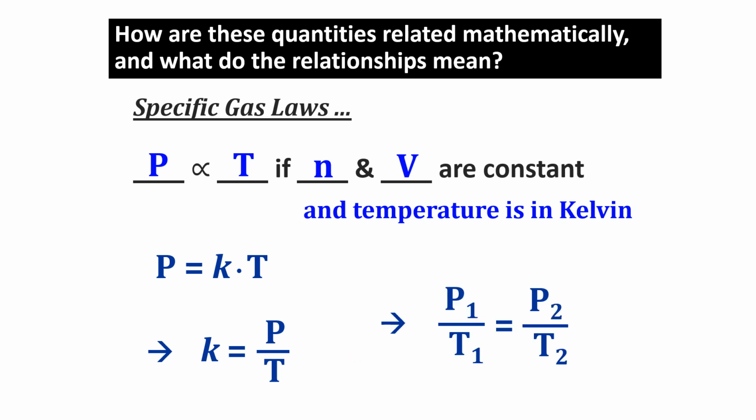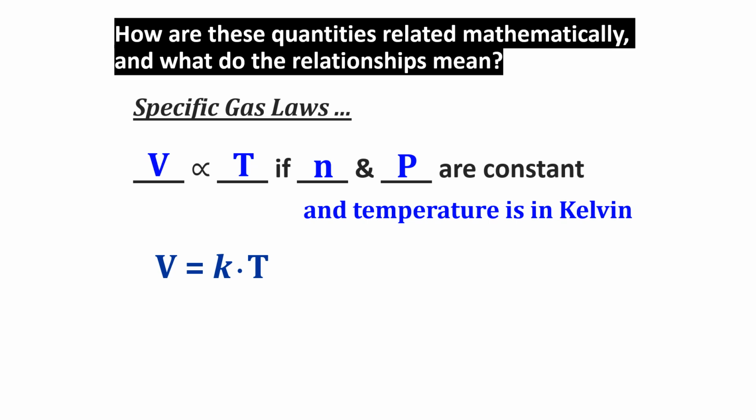In this case, we have P1 over T1 equals P2 over T2. That means assuming all other variables stay constant, and you have a pressure and a temperature, and you change one of the variables between pressure and temperature, you can calculate the other pressure or temperature.